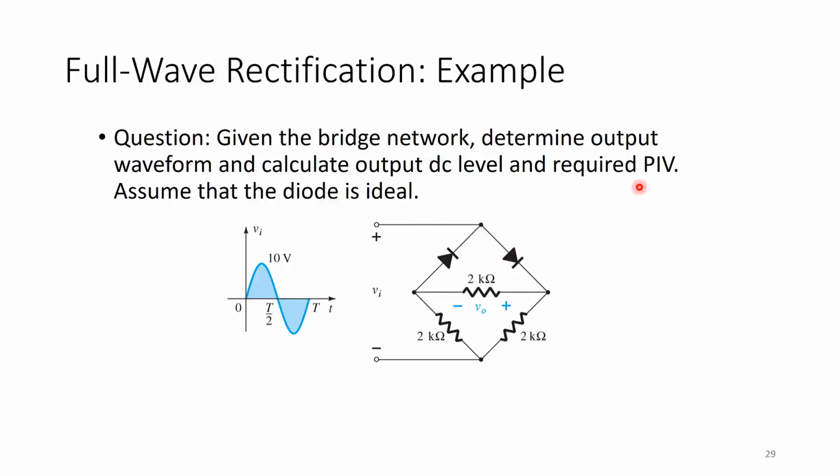So you have to do 3 things here. One is to find the output waveform with respect to V in versus time, a sinusoidal wave. Then calculate the output DC level, which is going to be VDC equals 0.636 times the maximum voltage of the output signal. And the required peak inverse voltage, where we treat one of these as an open circuit, label it as PIV, and do a KVL to see what the relationship is to the maximum value. And we are asked to assume that the diode is ideal.